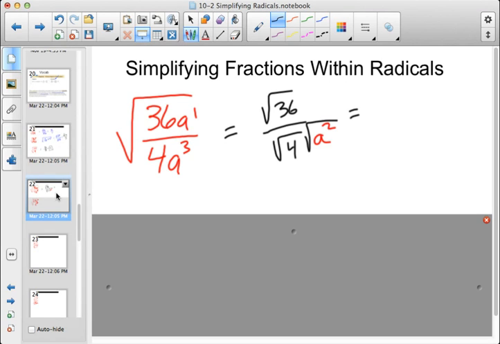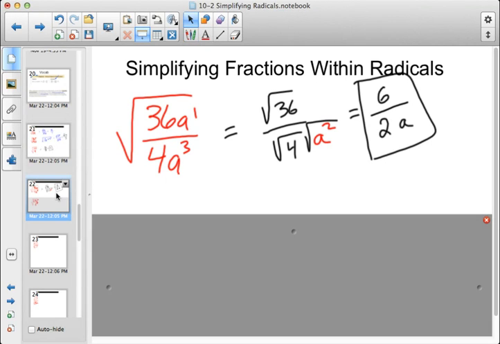Square root of 36 on top is just going to be 6. Square root of 4 is 2. And then the square root of a to the second power is just a. So our final simplified expression, whoa, what do you see with this? 6 over 2a. What can we do with that? Hopefully you are saying simplify, because 6 is divisible by 2, so we would actually simplify this to 3 over a.